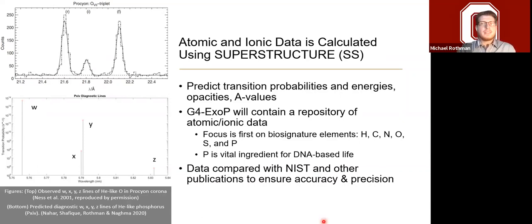In the bottom, we can see predicted diagnostic lines, W, X, Y, and Z, for helium-like phosphorus, which are not broadened as we do not include the temperature and pressure as we did in the top frame as broadening mechanisms. Now, to calculate these predicted diagnostic lines of phosphorus-14, we use the code SUPERSTRUCTURE. This is hosted by the Ohio Supercomputer Center. We can use SUPERSTRUCTURE to calculate predicted transition probabilities, energies, and A values, among other important spectral information.